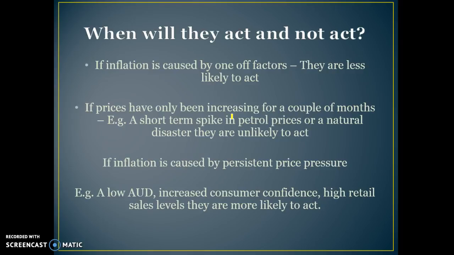If inflation is caused by persistent price pressures, so for example, if it's caused by a low Australian dollar, which is causing higher import prices as well as more demand for our exports, or if it's caused by increased consumer confidence or high retail sales levels, something that has more persistent pressures on inflation. And we will look at what we call leading and lagging indicators to determine which ones are more important for looking at the inflationary settings. But if inflation is caused by more persistent price pressures, then they're more likely to act in the economy. So one-off factors, they don't really act. More persistent price pressures, they will act.